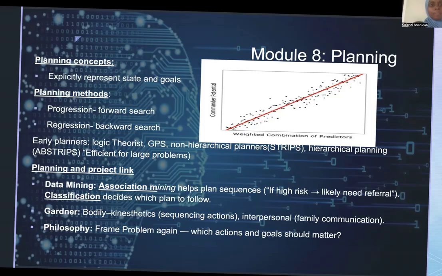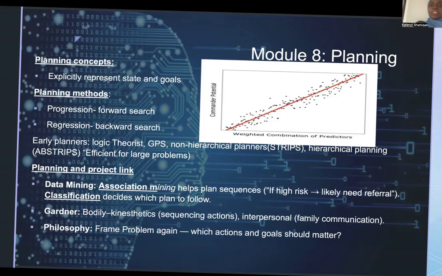Earlier, we had planners in the 1950s and 1960s. We had planners like the Logic Theorist, which was the first planner. Then we have the GPS. Both the GPS and the Logic Theorist were developed by Newell and Simon.